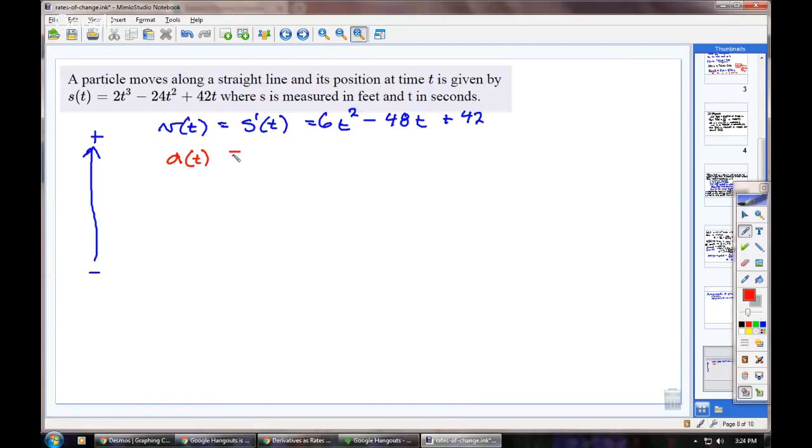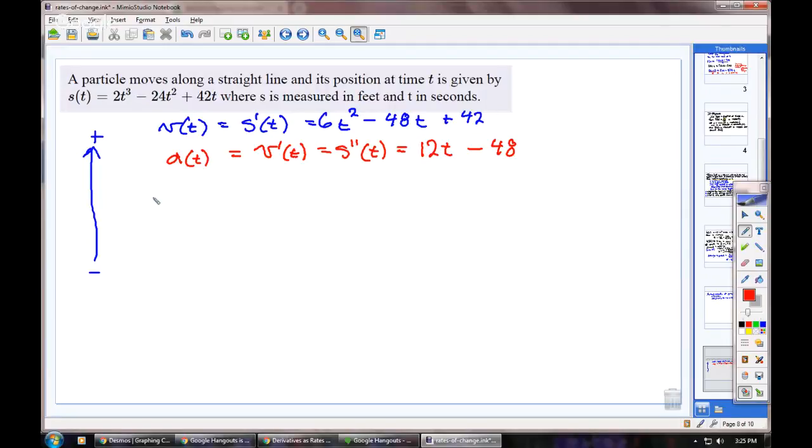Acceleration equation, call that a of t, that is the derivative of the velocity equation, which would be the second derivative of the position equation. And it's really hard to do 2 derivatives immediately in your head, so you take one derivative and then take the derivative of that. So 2 times 6 is 12t minus 48. So this would be the acceleration equation.